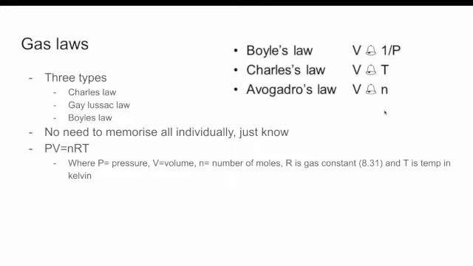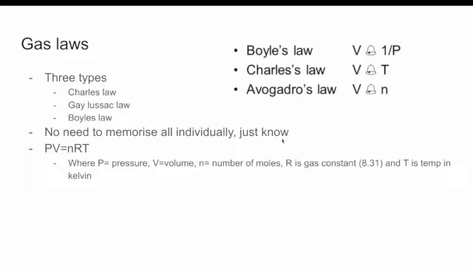Something to be careful about though here is that this one right here has a 1 over P, so they could give you a trick axis or a trick question where they give you a 1 over P as the axis, and then that would mean that you have a straight line because V is directly proportional to 1 over P.